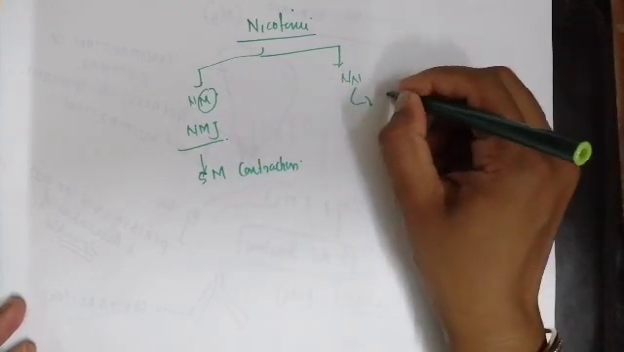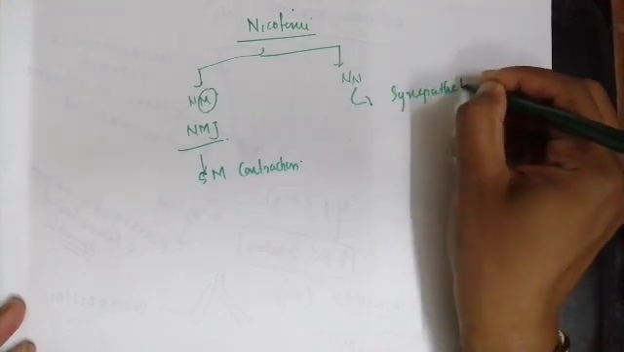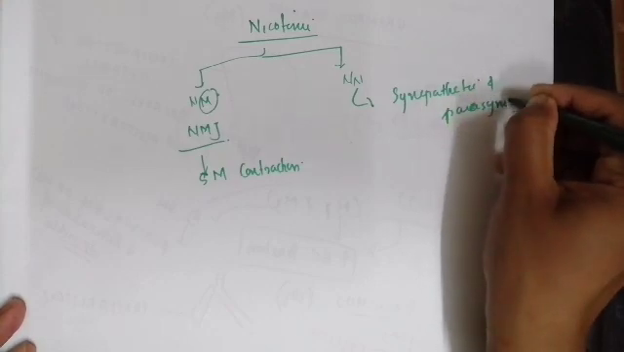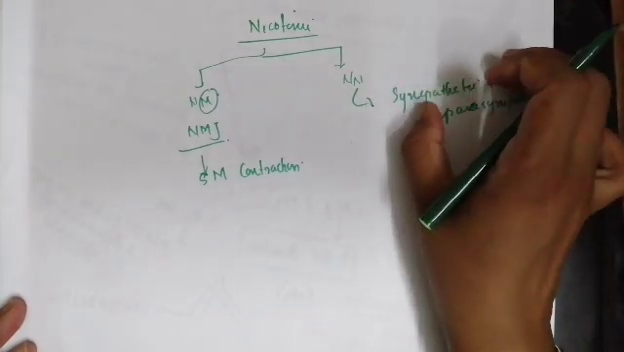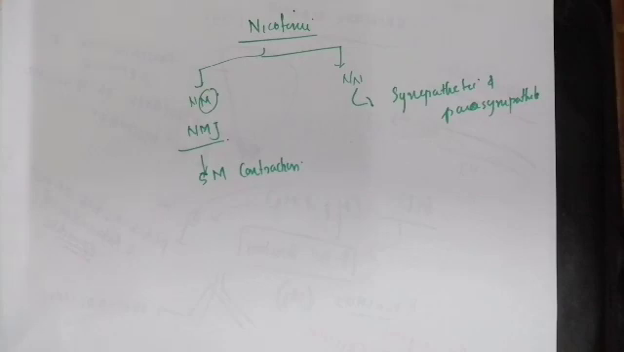NN is present in both sympathetic and parasympathetic ganglia. So acetylcholine will stimulate both sympathetic and parasympathetic ganglia via the stimulation of the NN receptor. So that is about the nicotinic receptors.